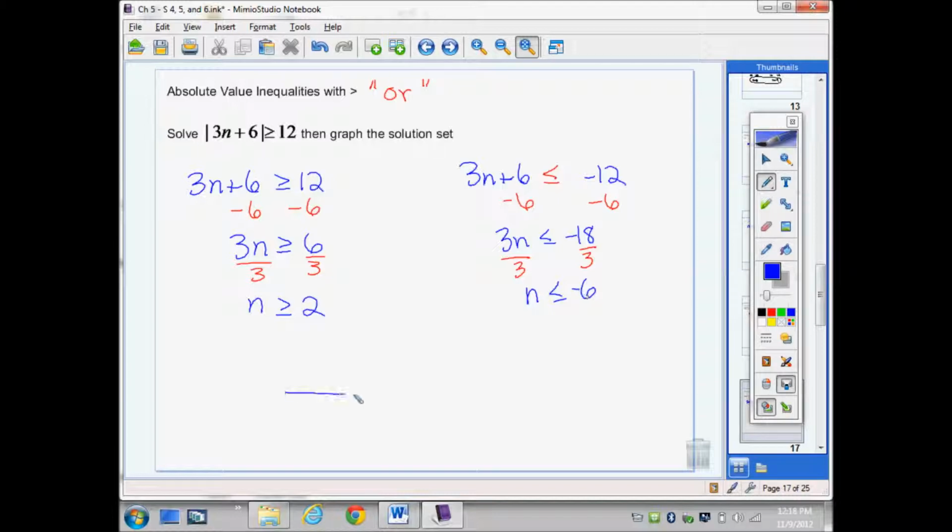And then I will draw my number line. Negative 6 is over here, 2 is over here. I am greater than or equal to 2, that goes this direction. And I am less than or equal to negative 6, and that goes this direction.